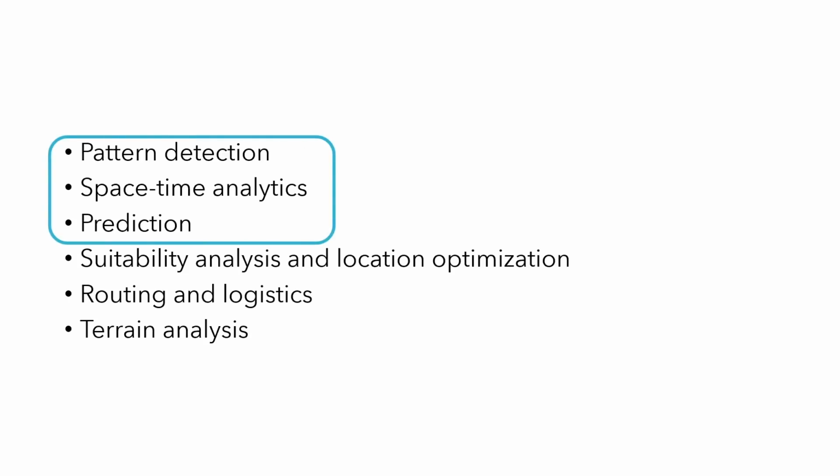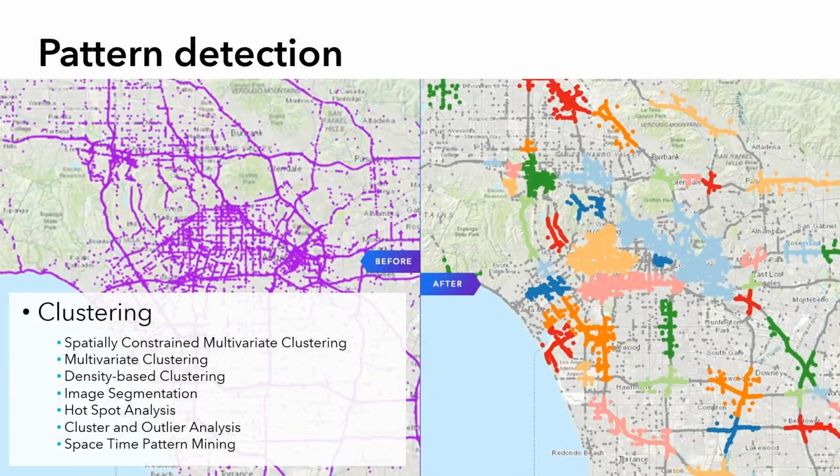But let's take a little closer look at these top three: pattern detection, space-time analytics, which you can almost think of as maybe a subset of pattern detection, but it also could tie into prediction too. But let's take a look at these three. So when we think of pattern detection, we're most likely thinking of clustering, and we have a number of tools within ArcGIS that are designed to help you identify clusters based on the type of problem that you're trying to solve and the type of data that you have available to you.